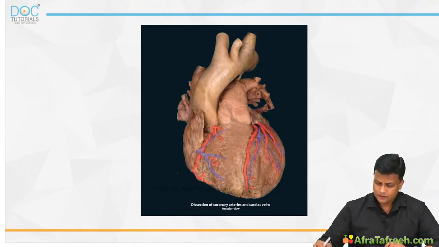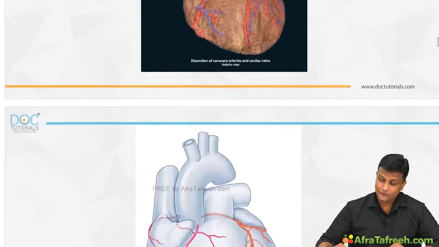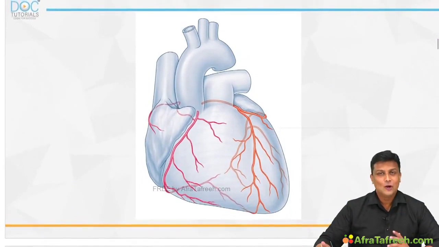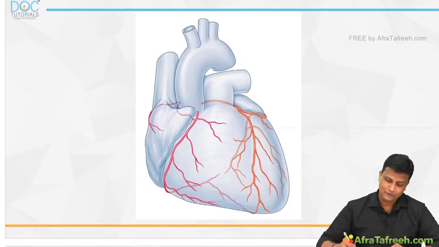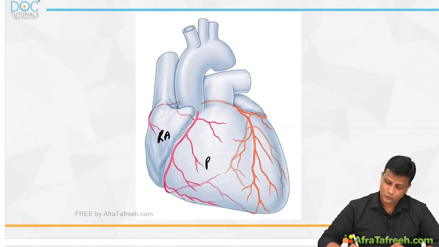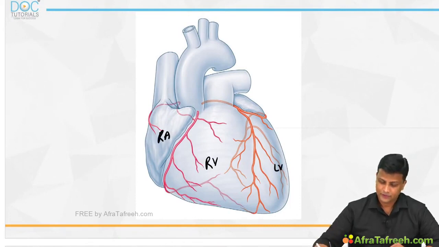First of all, we all have a habit of learning with this diagram. Always we have a habit of learning with the help of this diagram. Now, in this diagram, we all know this will be the right atrium here, and this will be the right ventricle over here, and this here will be the left ventricle, guys. Perfect.